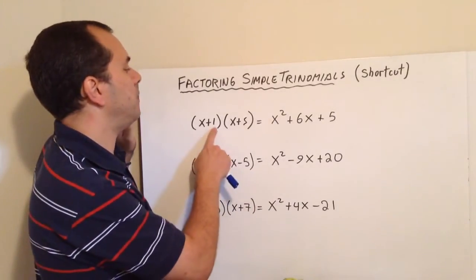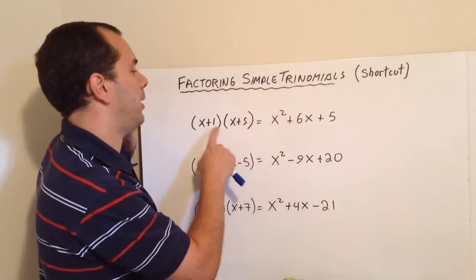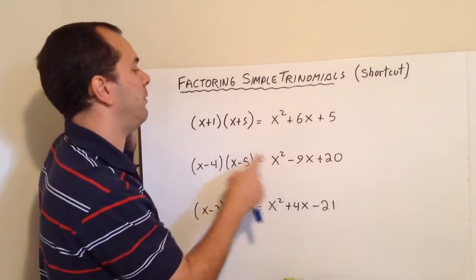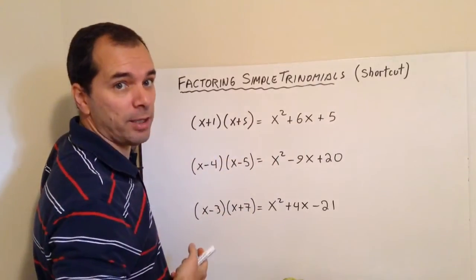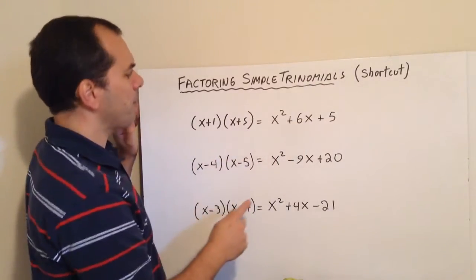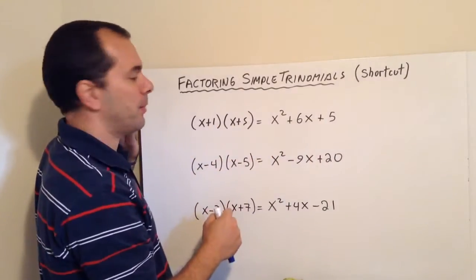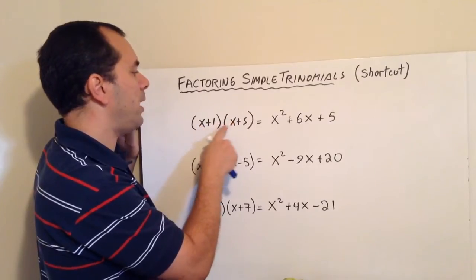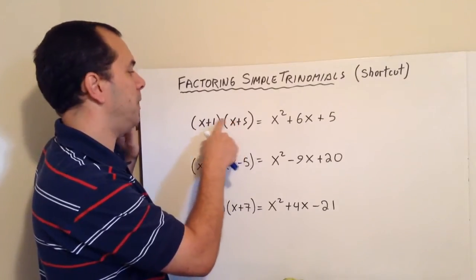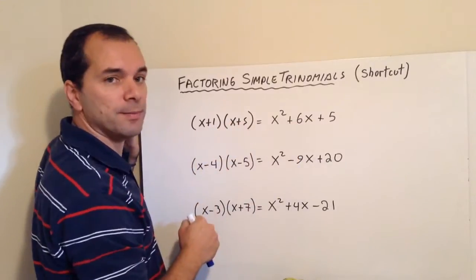If I have x plus 1 times x plus 5, I've got x times x gives me x squared, 1 times 5 gives me 5, 1x, 5x gives me 6x, correct? And the same way, I notice that when I multiply the last two, I get the last number. And this inside, because I only have 1x and 5x, is basically the same number that I'm adding together. It gives me 6.